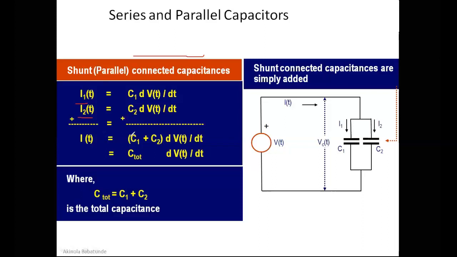Because when they are connected in parallel, you will see that they have different currents. So you're going to find different current 1 and current 2. When they are connected in series, they're going to have different voltages. That's why we have to look for voltage 1 and voltage 2 for the series connection. If you do all of those, at the end of the day, you will find out that your C total will just be equal to C1 plus C2.